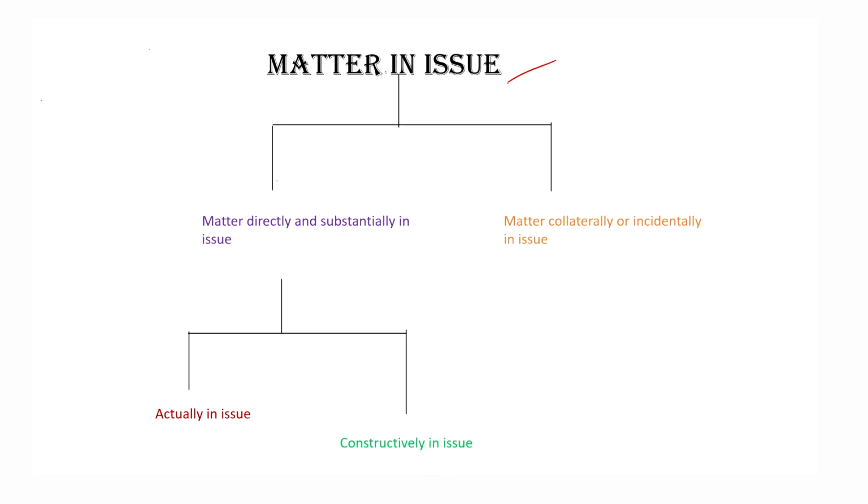The first one is matter in issue, because it is a question of matter directly and substantially in issue between the former and subsequent suit. Basically, we are comparing 2 suits, the former suit and the subsequent suit. So, the first one is matter directly and substantially in issue, the second is collateral or incidentally in issue. Matter in issue can be divided in 2 parts, and directly and substantially in issue can be further divided into actually in issue and constructively in issue. If you understand this one, then I will clear the meaning in my next slide. I have kept the meaning there.